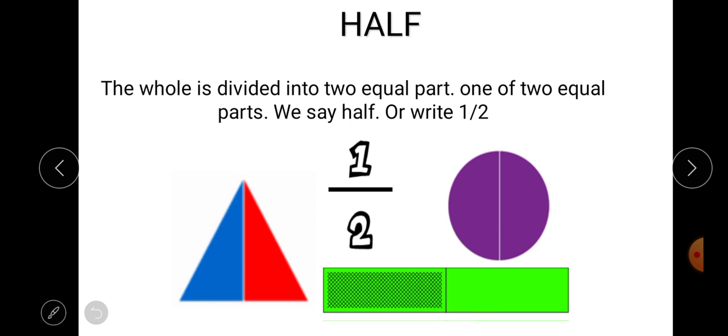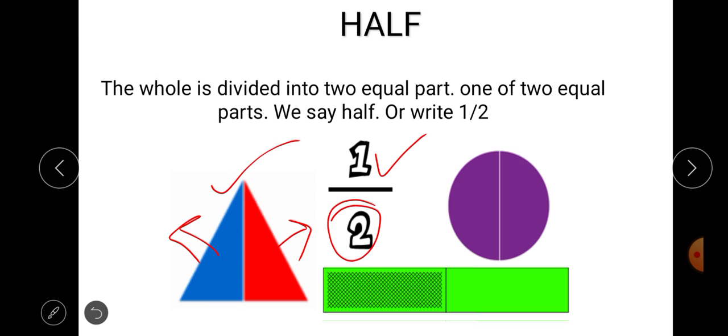As you can see in these figures, this is one triangle. This is also divided into two equal parts. This part is one half and this part is also one half, because out of two parts this part is showing one part. Similarly the circle is also divided into two equal parts. So this part is 1 by 2 and another part is also 1 by 2. Similarly for this rectangle, this part is 1 by 2, means half part, and this part is also half part.